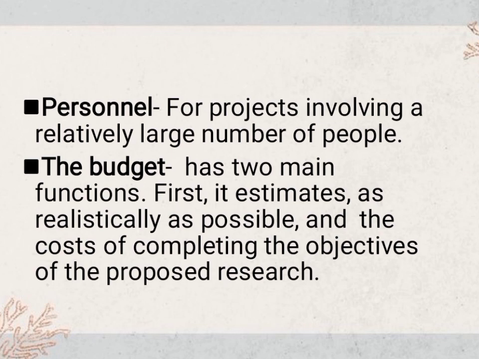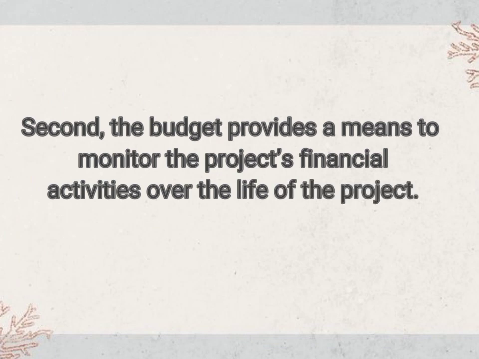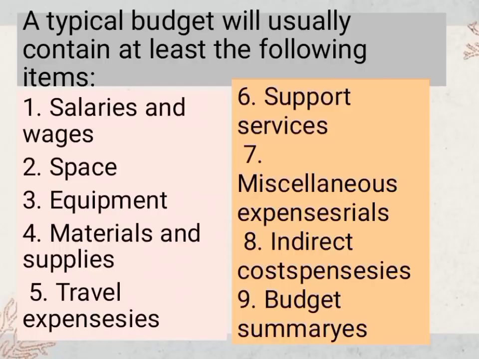First, it estimates, as realistically as possible, the costs of completing the objectives of the proposed research. Second, the budget provides a means to monitor the project's financial activities over the life of the project. A typical budget will usually contain at least the following items. 1. Salaries and wages. 2. Space. 3. Equipment. 4. Materials and supplies. 5. Travel expenses. 6. Support services. 7. Miscellaneous expenses. 8. Indirect costs. 9. Budget summaries.